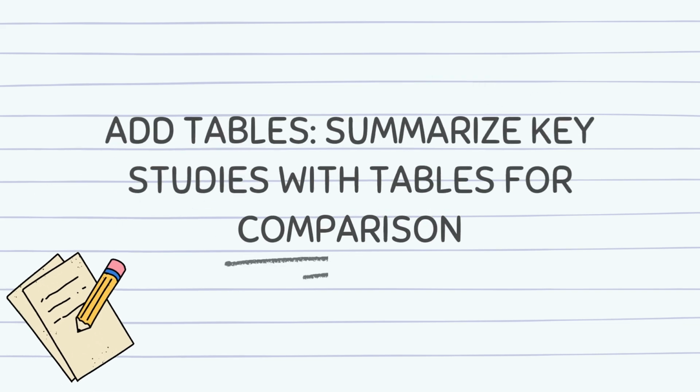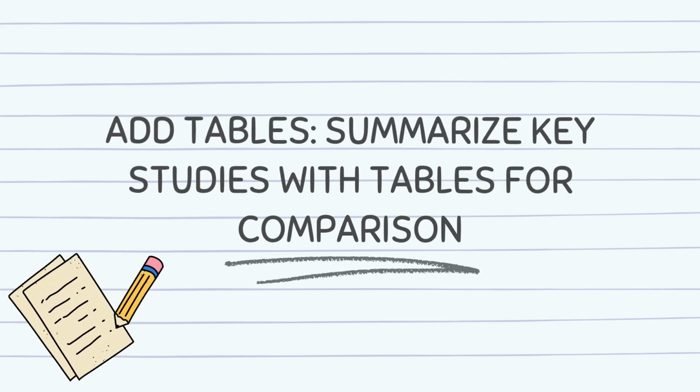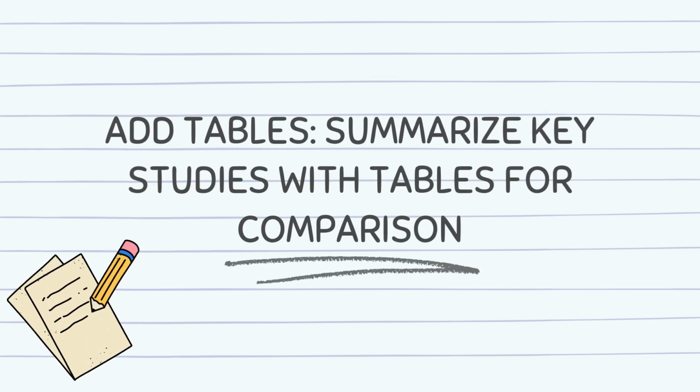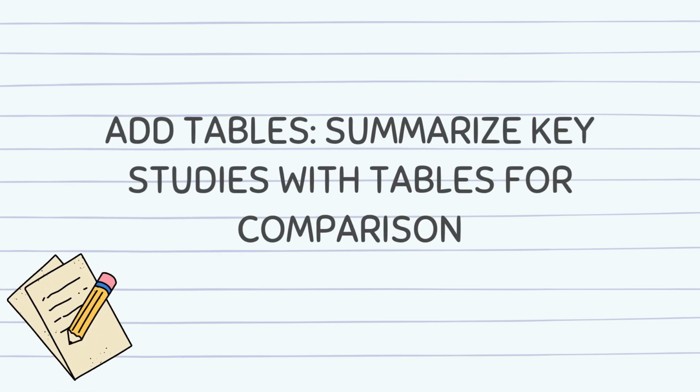Steps to create an effective literature review table. Step 1. Identify key studies. Select research articles, books, and journal papers directly related to your study. Choose 5 to 10 highly relevant studies that provide valuable insights. Ensure sources are peer-reviewed and up to date, preferably within the last 5 years.